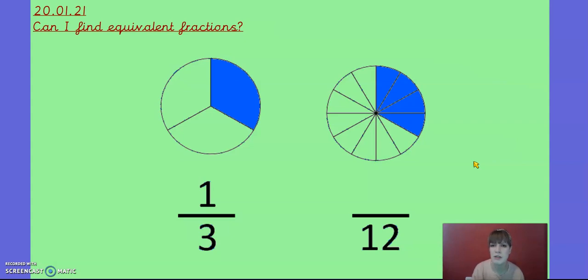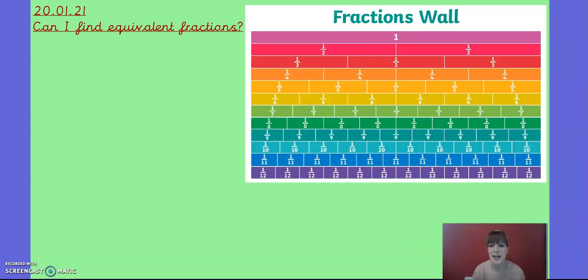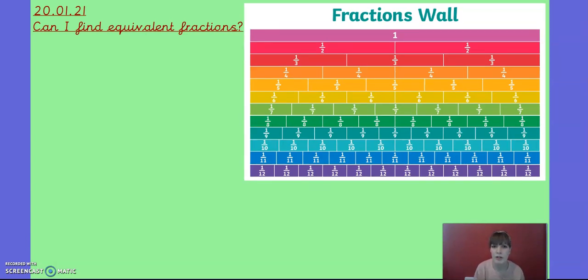I want you to write down, tell an adult how many equal pieces in my 12ths have I shaded. Okay, well done if you said 4. So 1/3 is equivalent to 4/12. Okay, so this is your activity today. So on our home learning page, there is a PDF with your fraction wall. You can print it out or have it on your screen, and I want you to identify as many equivalent fractions as you can. And I will just quickly show you how to do this.